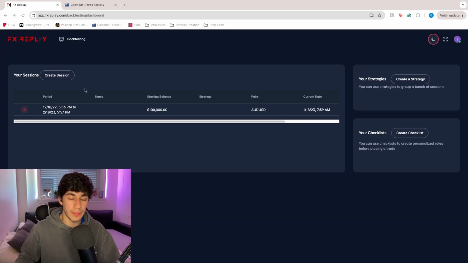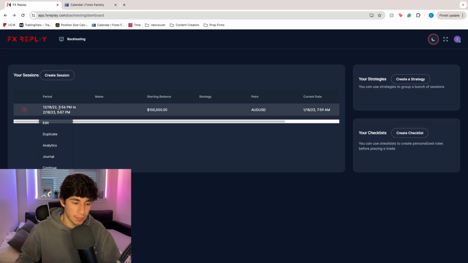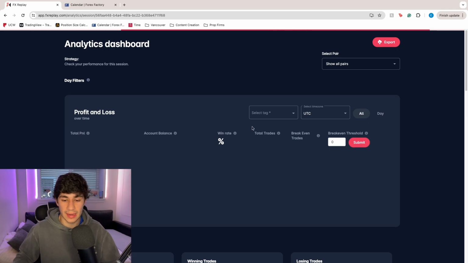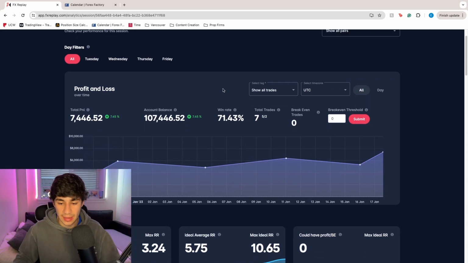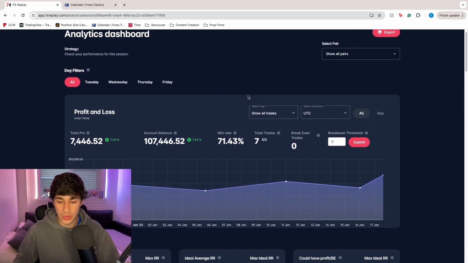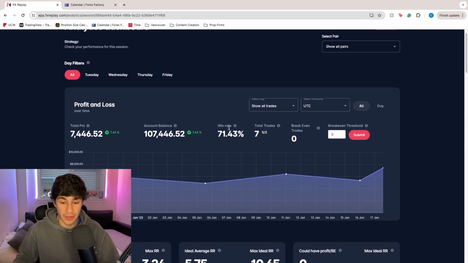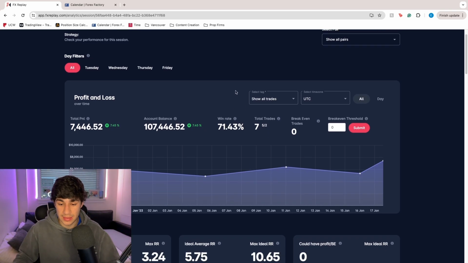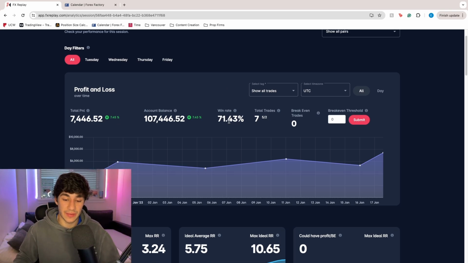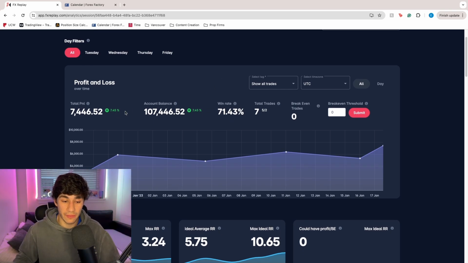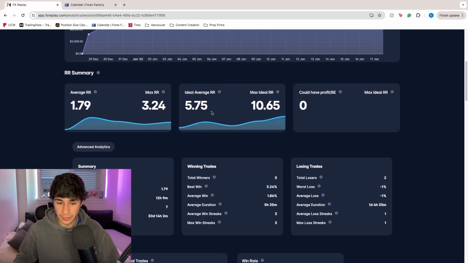So now that we're back at the dashboard, we press here, see in analytics. So this is basically the analytics for this month. We took a total of 7 trades and we had a win rate of 71.43%. That's actually very high. I usually have a win rate of 65% or 60%, so having a 71% win rate is very nice. And we were able to make a 7.45% profit for this month.